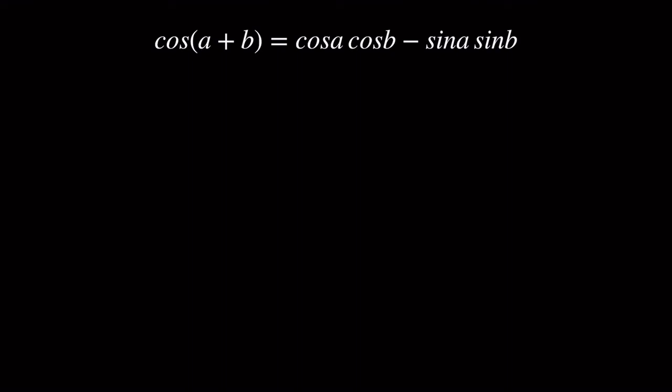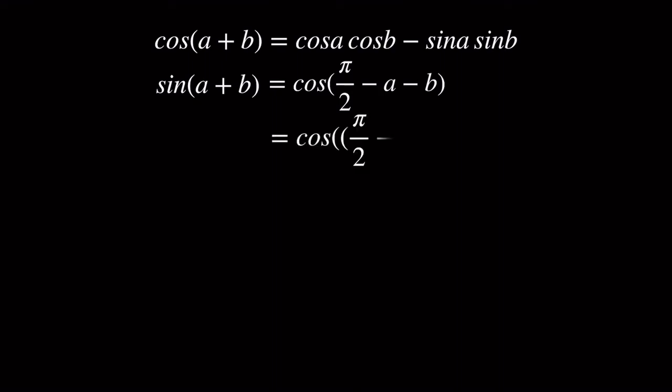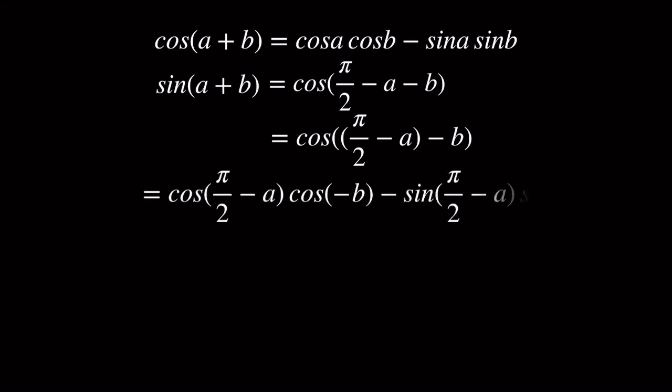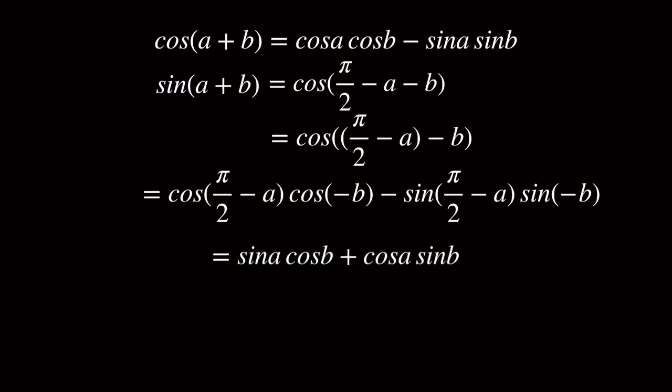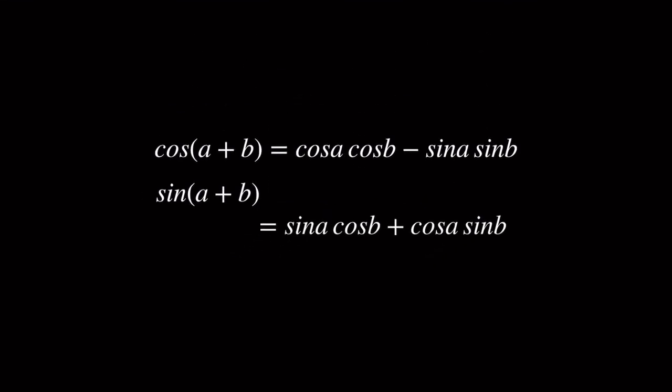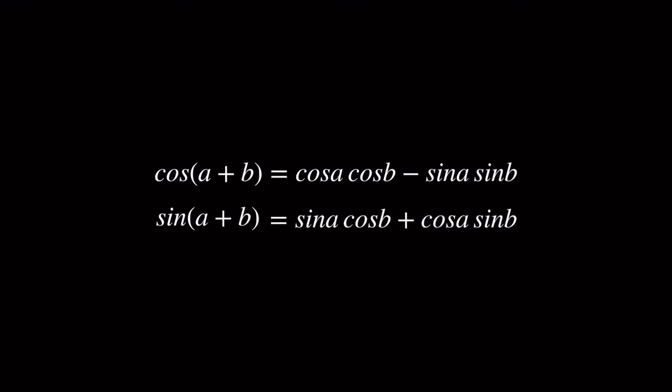Actually, one more thing before I end today's video, and it is that I will be proving the sine addition identity. Just because we just proved the cofunction identity, I thought it would be quite cool to do that now. So we can rewrite it in terms of cos using the cofunction identity, grouping pi/2 − a together as one angle and negative b as the other angle. Then simplifying it with that identity, we have that sin(a + b) is equal to sin a cos b plus cos a sin b.